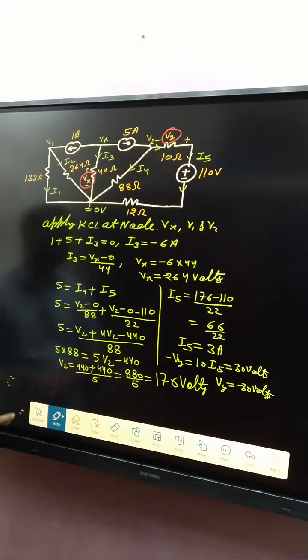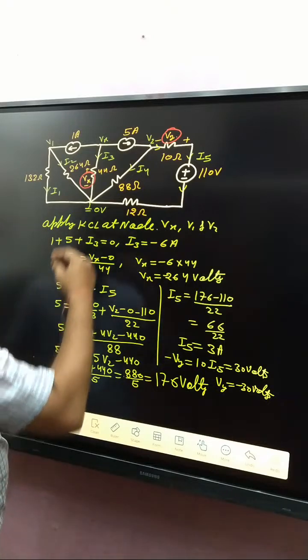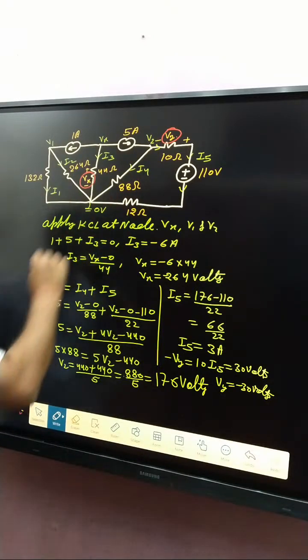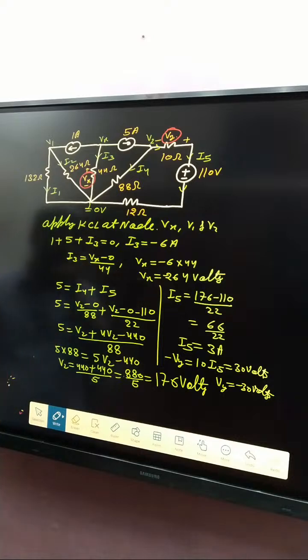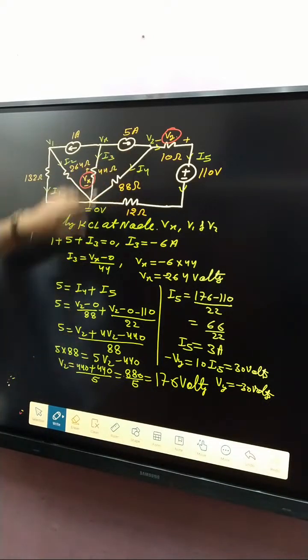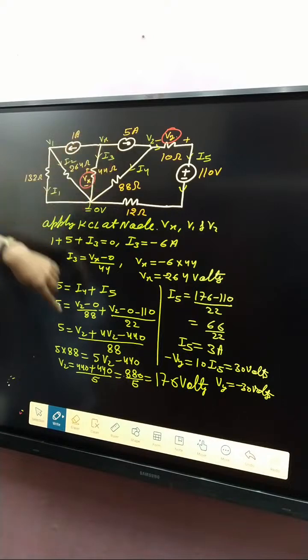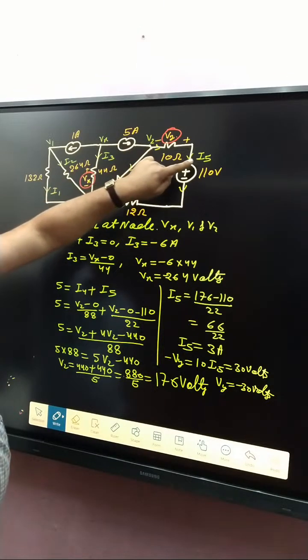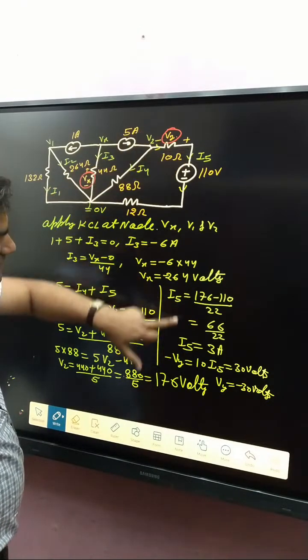Now the next target is to determine I5. Our next target is not Vx, it is Vy. So how can we determine it? Simply apply KCL at that node. Then we get V2 is 176. So our motive is to determine I5. If you determine I5, then we get how much?